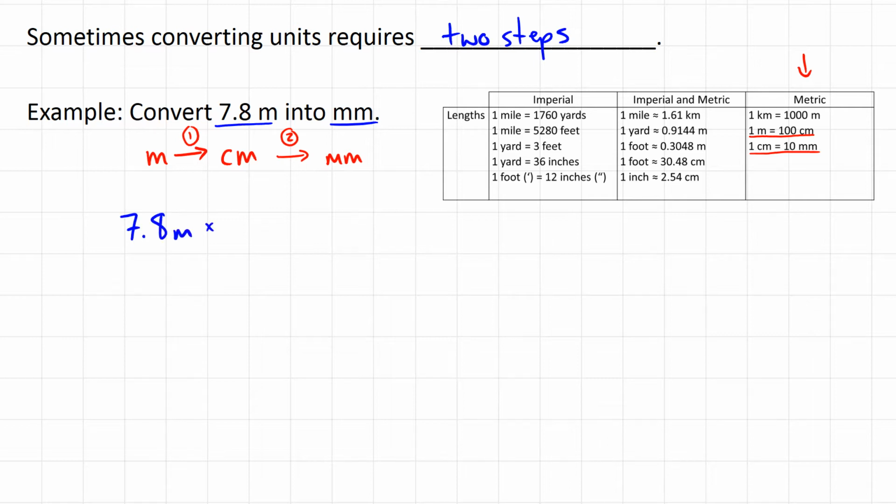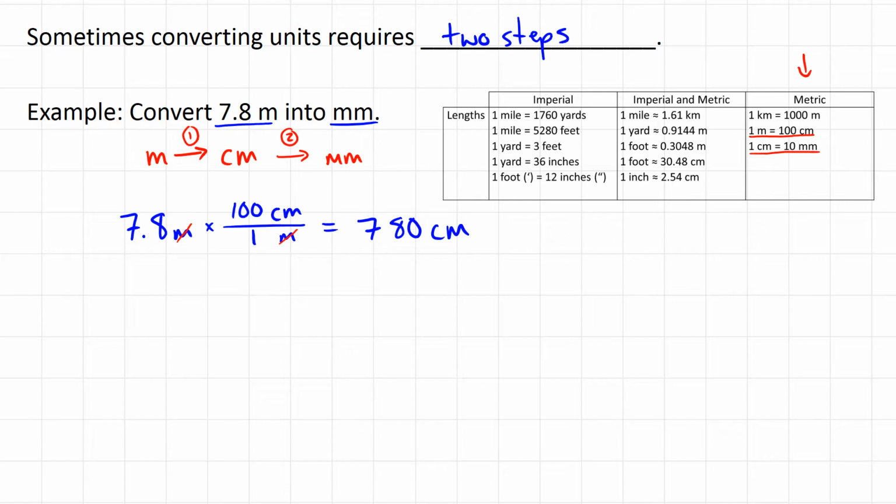That's the units that we have, and we're going to multiply that by a fraction. And we're doing step one, so that's going from meters into centimeters. So the units I have on the bottom, units I want on top. So meters on the bottom, there's 1 meter for every 100 centimeters. So 7.8 times 100 is 780 centimeters. Again, just checking our fraction that our meters canceled. They did, so that's good. Everything should be working out.